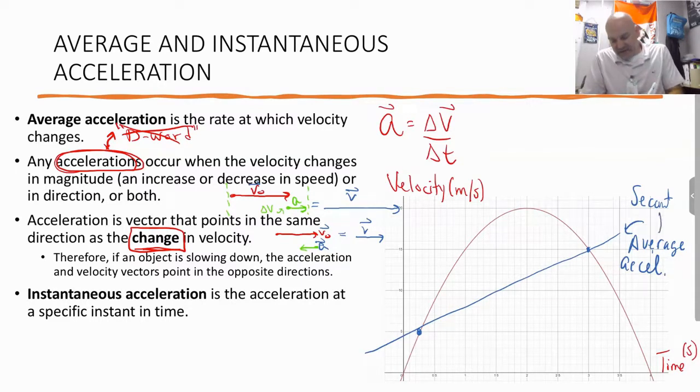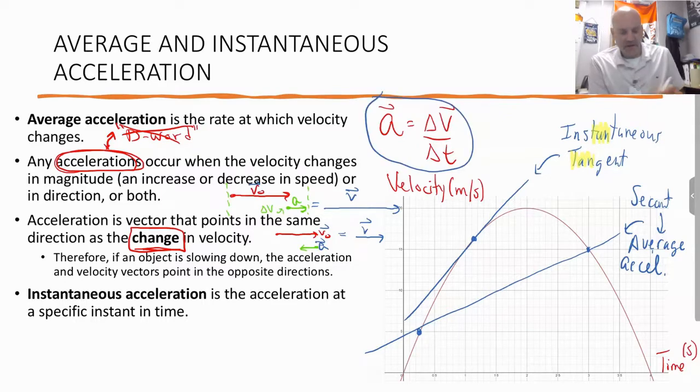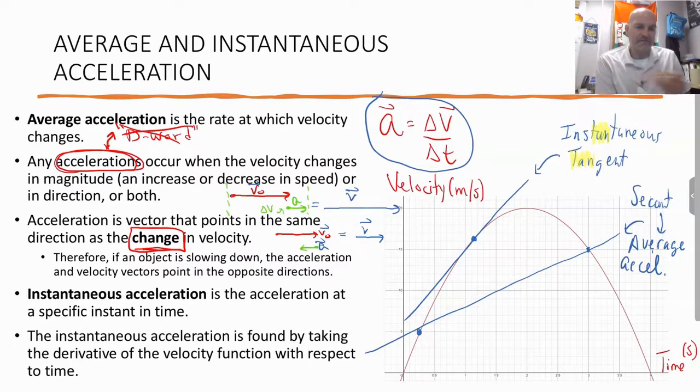So again, secant goes to average, where if I want instantaneous, that's going to go back to a tangent line. In fact, if you look at it, both of these words have TAN in it. So secant goes to average, instantaneous goes to tangent. But again, the slope, that's what this kind of looks like. The slope of a velocity versus time graph is our acceleration.